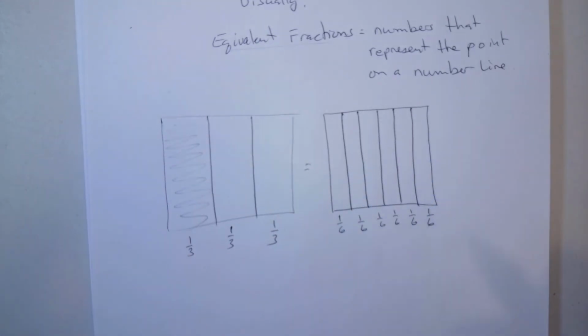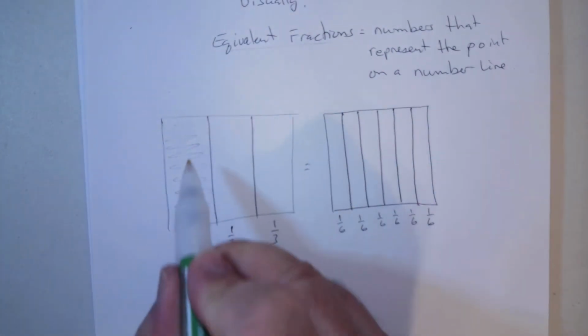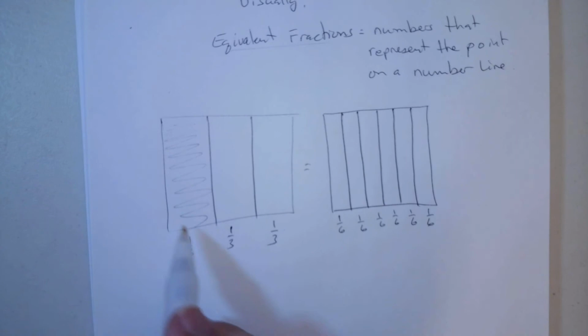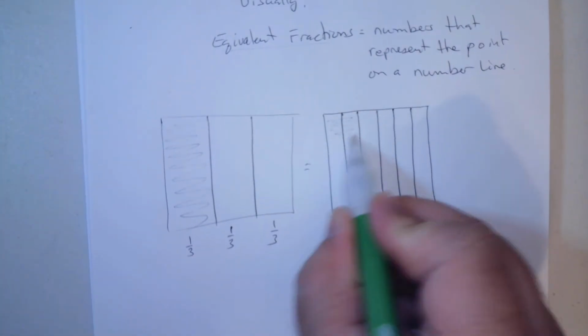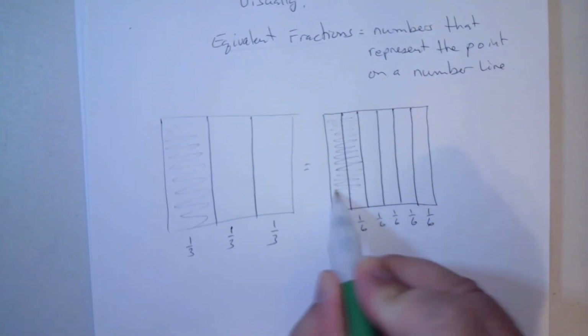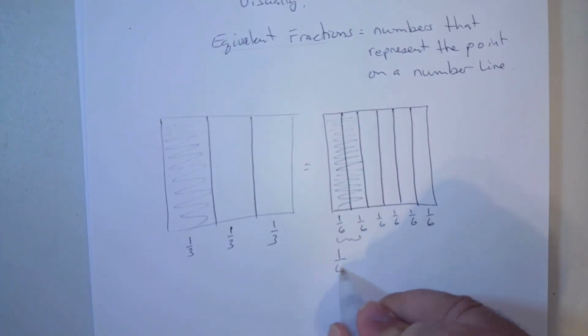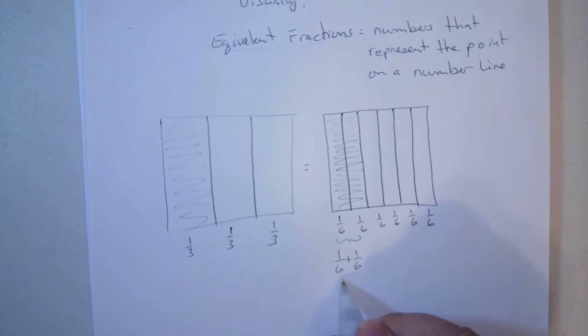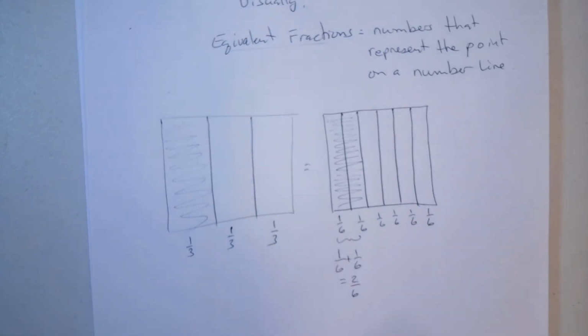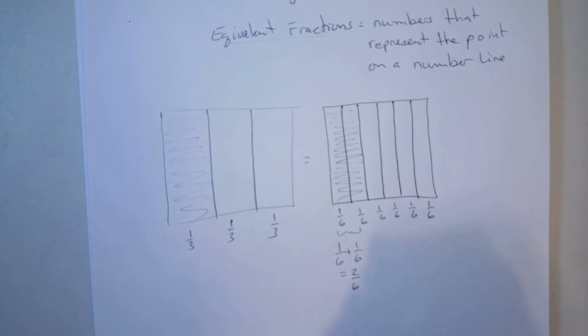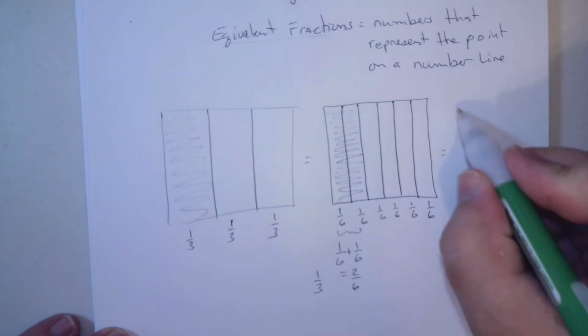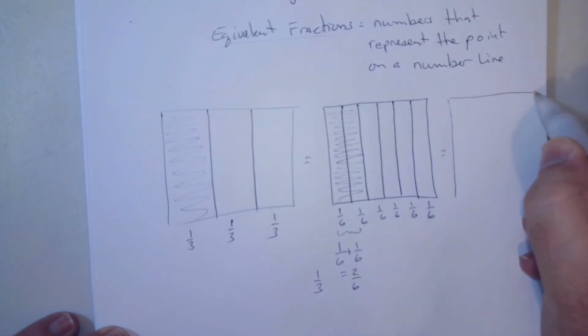So again, fractions represent parts of a whole. Now, this equals this much. It's the same if we shaded both of those. 1 over 6 plus 1 over 6 equals 2 over 6. So 1 over 3 is equal to 2 over 6, because they're the same areas. Let's go further. We have the same box.